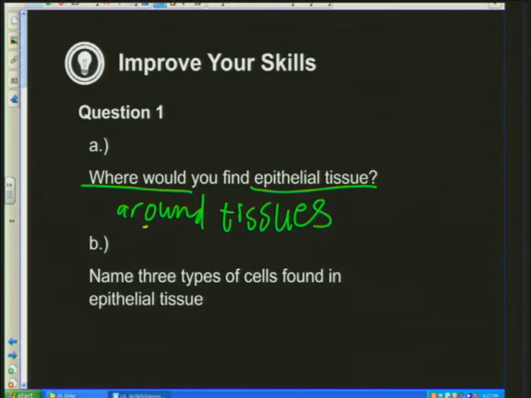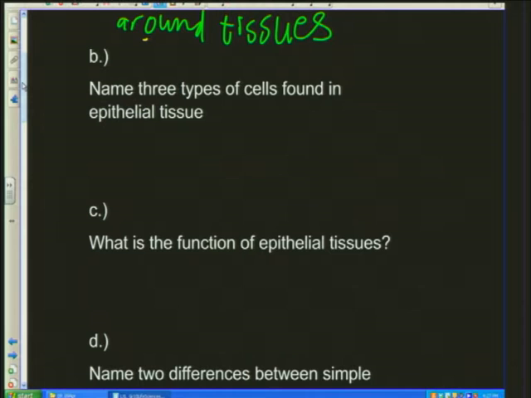Right, so it's around tissues. Simple and easy. Okay? Next one. Come, Looney, you got to get this one for me. Okay. Name three types of cells found in epithelial tissue.